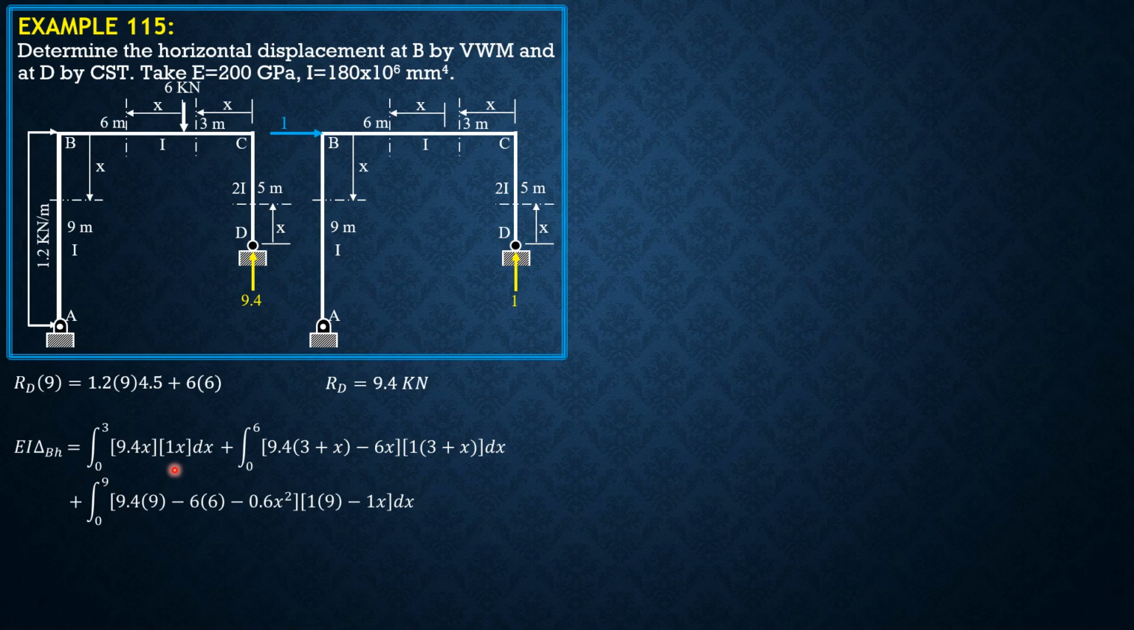So integrating, the first integral is equal to 84.6. The second is 1443.6. And the third is 1640.25. Combining, delta BH is 3168.45 over EI, where EI is 200 times 10 to the 6 times 180 times 10 to the 6 divided by 1000 to the 4th, or simply 200 times 180, that would be 36,000 kilonewton meter square.